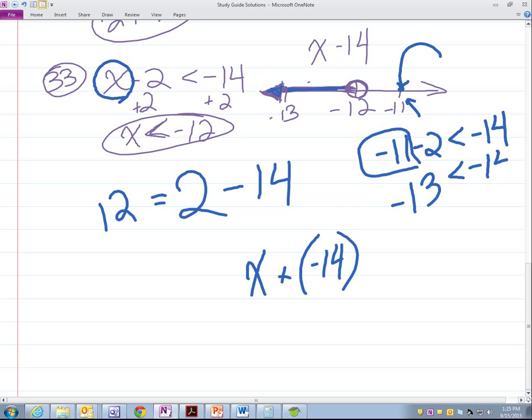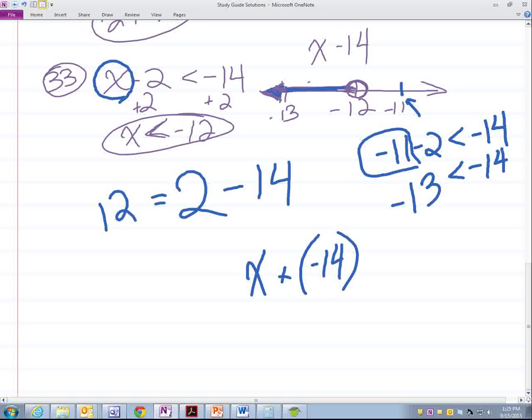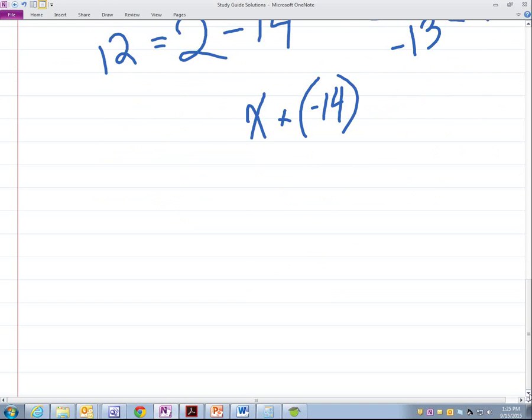Is negative 13 less than negative 14? No, it's not. So it's false. That's why it doesn't have the circle going with it. Then if you put negative 11 is less than negative 12, that's false. Correct. Alright, let's go on to the next question.